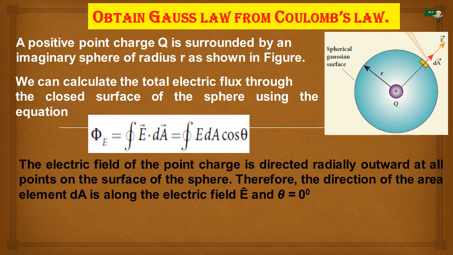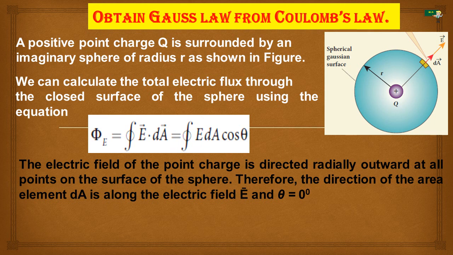The electric flux phi E is equal to closed integral E dot dA, which is equal to closed integral of E dA cos theta. Students, remember this is called a closed integral. As you know, this is an integral, but this is a closed integral. We will see this in the 4th lesson.